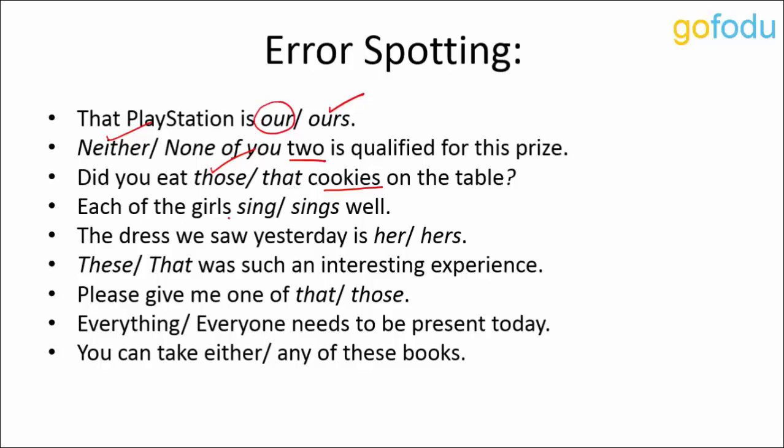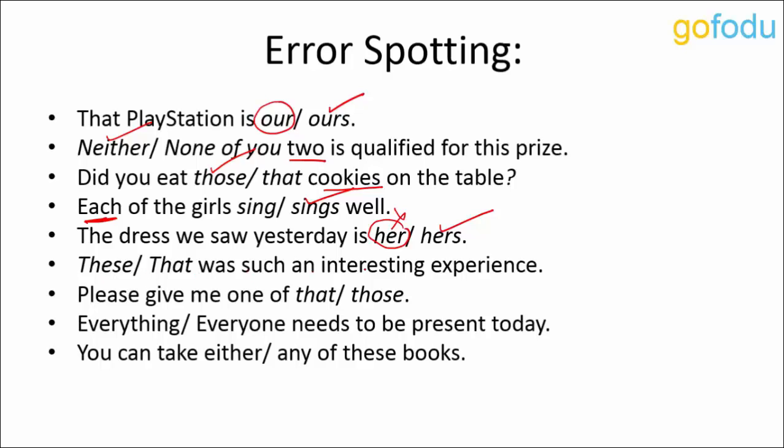Each of the girls sing or sings well. Now over here, it's each. Each means one. We are talking about one person. So with one person, the verb is singular. That means each of the girls sings well. The dress we saw yesterday is her or hers. Again, her is not a possessive pronoun. It's a possessive adjective. It has to be followed by a noun. So this would not be correct. Hers is correct, which is a possessive pronoun. The dress we saw yesterday is hers.